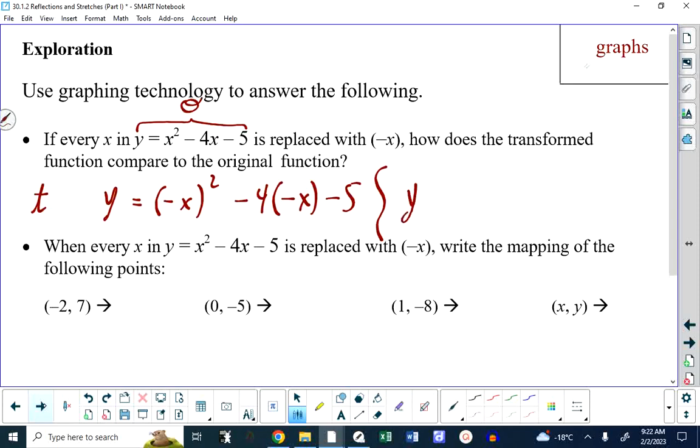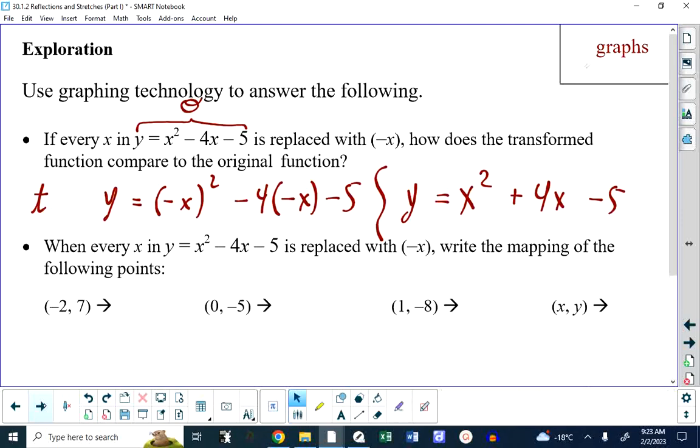If I simplify this, negative x quantity squared, that's how we say negative x in brackets squared. Negative x quantity squared is x squared. And negative 4 times negative x is positive 4x, and then we have minus 5. When you square a negative, you're taking that negative thing and multiplying it by itself, so you get a positive. Anytime the exponent on a negative base is even, you get a positive. Goes back to grade 9 and 10. So this is the function we want to draw.